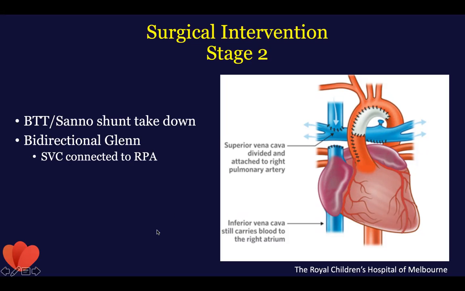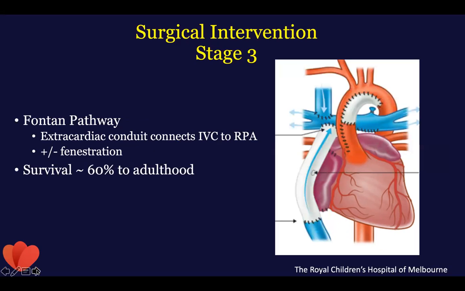And patients usually go home 1 to 2 weeks after a Glenn and are followed in clinic every 4 to 6 months. Then anywhere, depending on your institution, from 3 to 6 years of age, a patient will complete their palliative stages with a Fontan pathway. So as you can see here, you can use an extracardiac conduit to connect the blue blood from the lower body via the IVC up to the RPA. Sometimes, depending on the pulmonary pressures, they will require a fenestration or not, just to make sure their pressures are not high in that conduit.